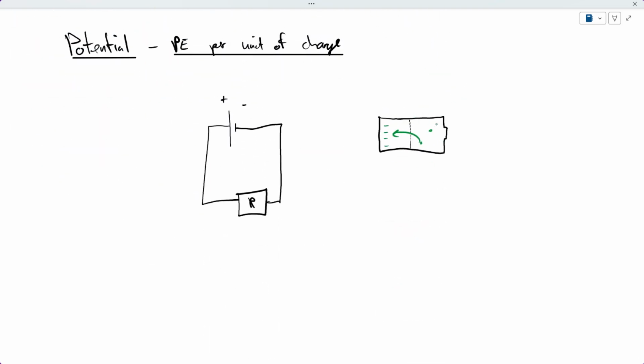What that means inside my cell is that an electron at this end has a different amount of potential energy than an electron at this end. A coulomb of charge at this negative end has a different amount of energy than a coulomb of charge at this positive end. And that is what the potential difference is. It's that difference in potential energy per coulomb of charge based on where we're looking in the circuit. So I have got a potential difference between the ends of this cell.